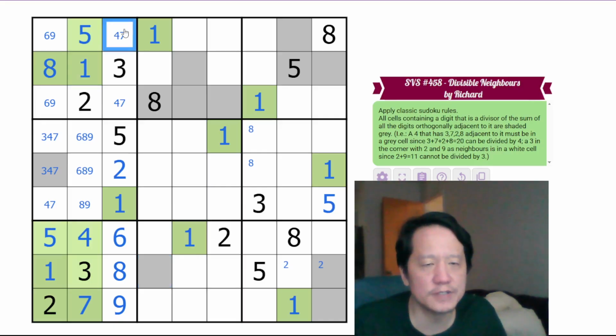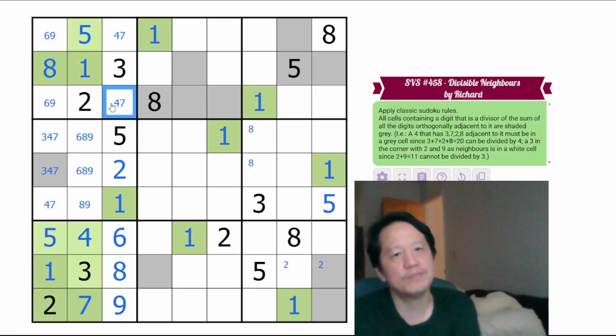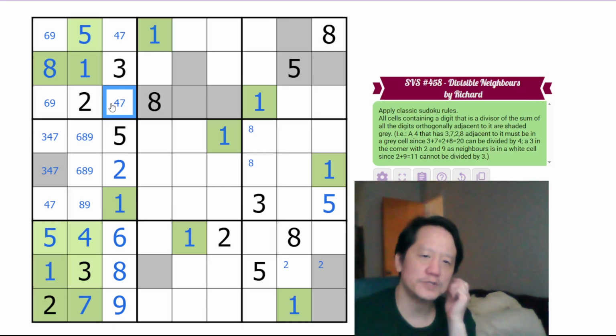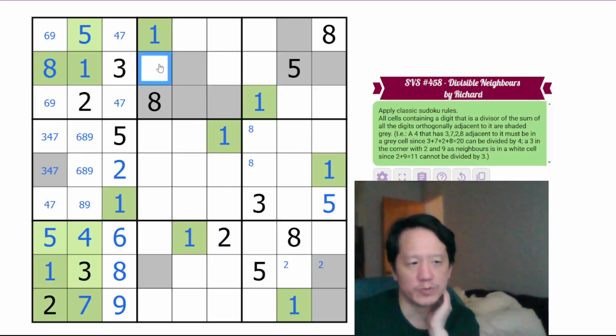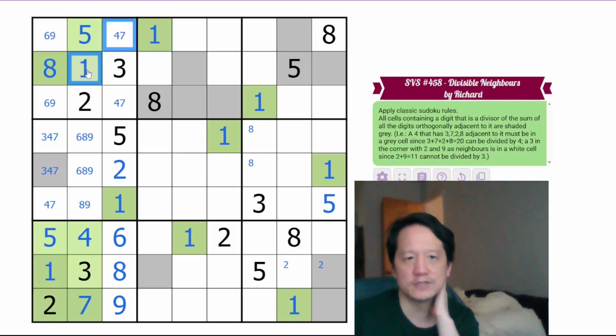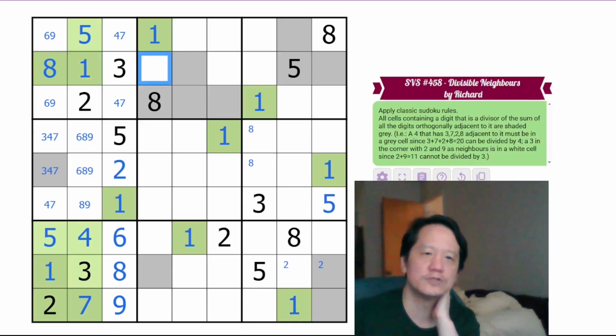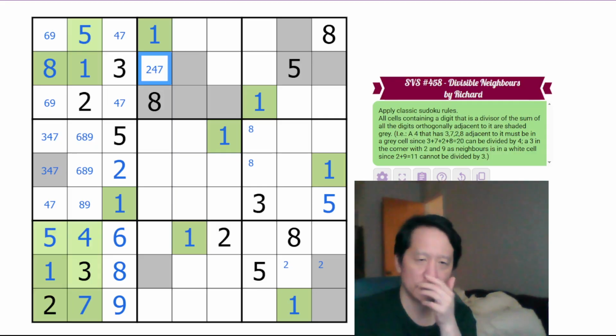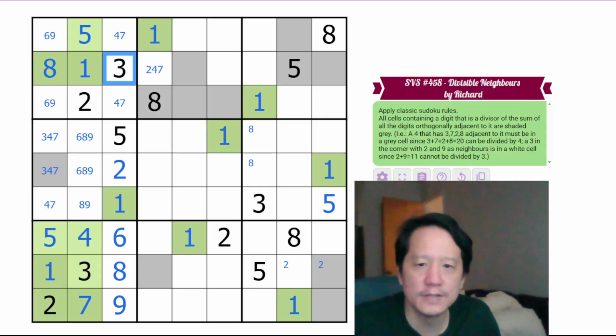1, 4, and 7 adds up to 12. So this cannot be divisible by 3 here, because these are already divisible by 3, and if this is divisible by 3 also, the sum would be divisible by 3. So no 6 or 9. It has to be 2, 4, 7. And this is done.